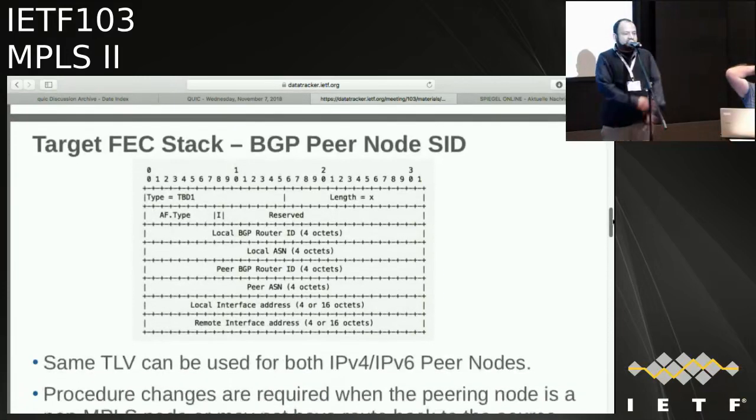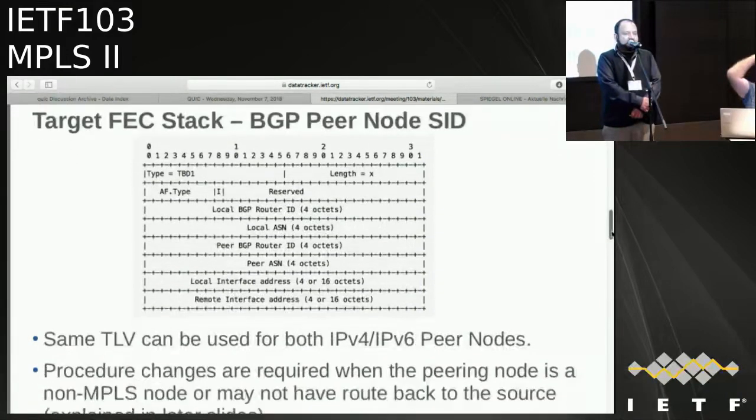Then the second one is BGP EPE. EPE has three different types of SID. One is the peer node SID, then you have the peer adjacency SID, and then you have the peer set SIDs. That is defined in the BGP EPE draft. Now here, this is an encoding for the FEC for the BGP EPE peer node SID. The information you find here would be very similar to what Shraddha presented yesterday.